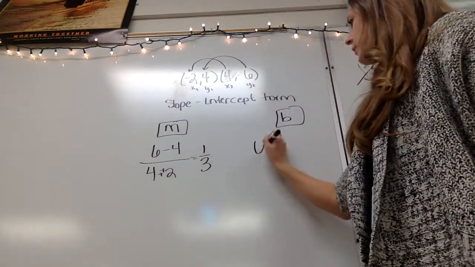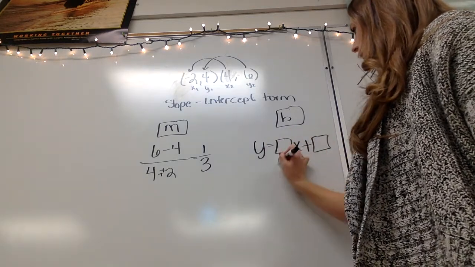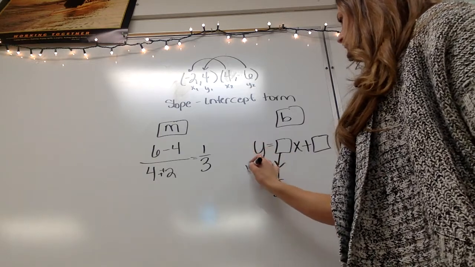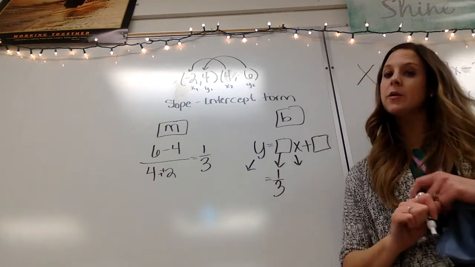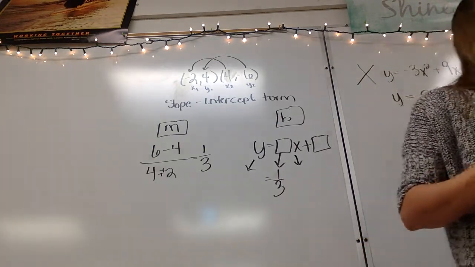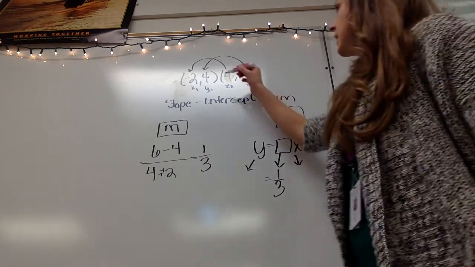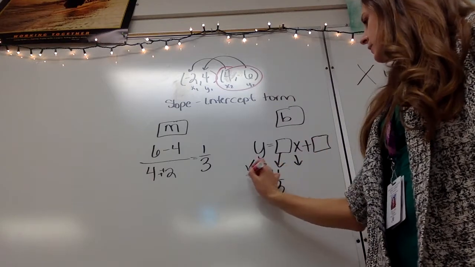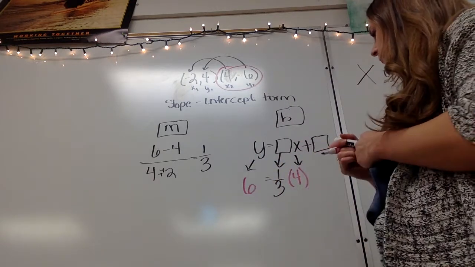So I'm going to write y equals box x plus box, put the slope in, and now I pick a point. It doesn't matter which point. I'm going to pick a point to plug in for the y and the x. So y and x, I'll pick the one without negatives today. So I'm going to put a 6 in and a 4.